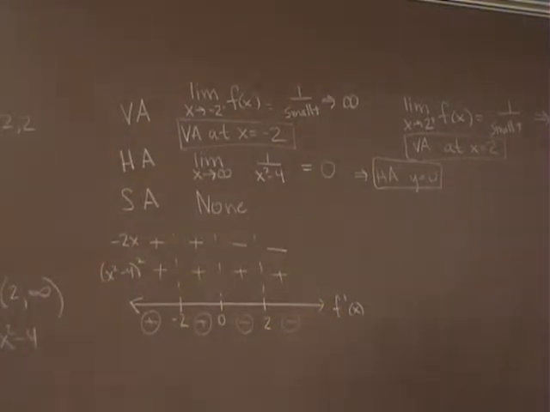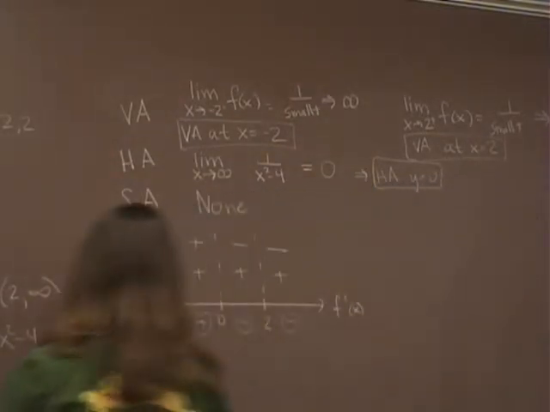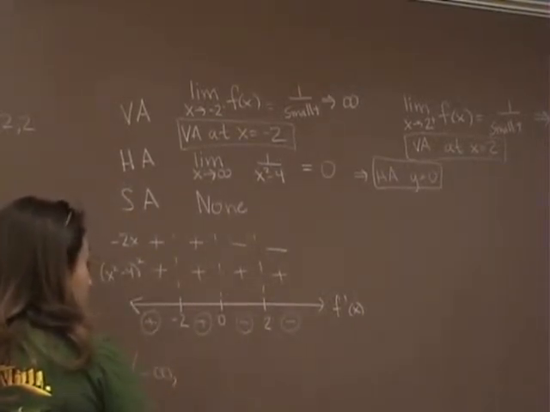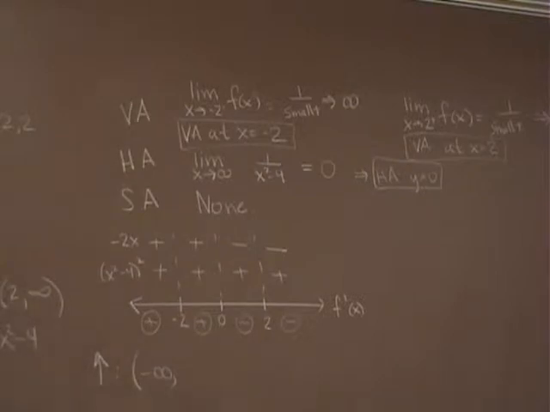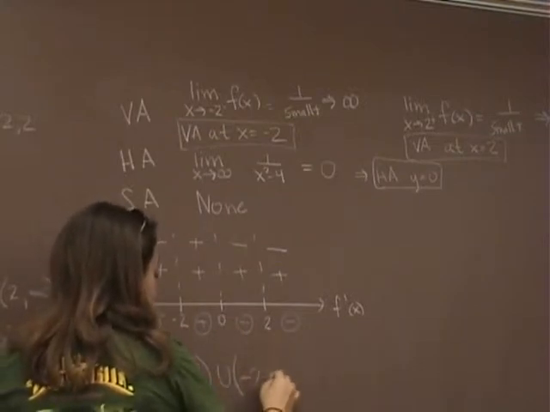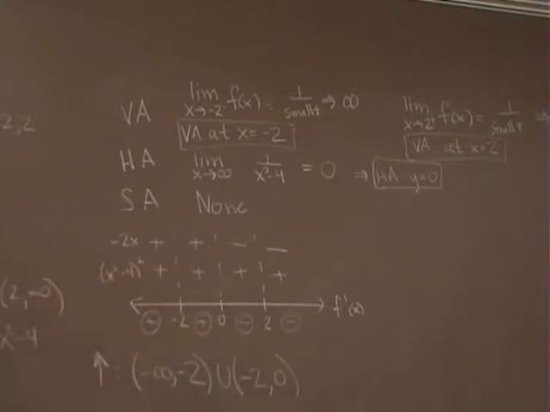So for the intervals of increase, what are the intervals of increase? It is not negative infinity to 0. It is negative infinity to negative 2, union negative 2 to 0. Why can I not go from negative infinity to 0? Because negative 2 is not part of the function. I can't be increasing when my function is not defined.